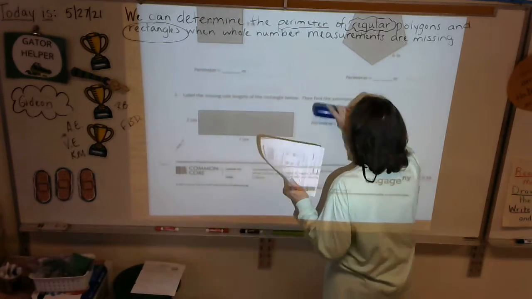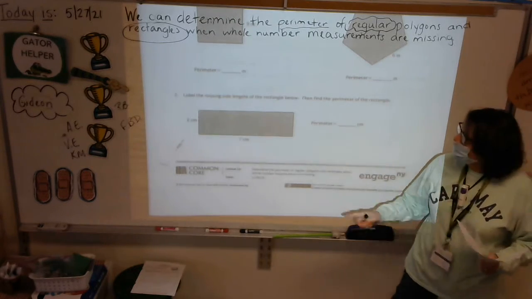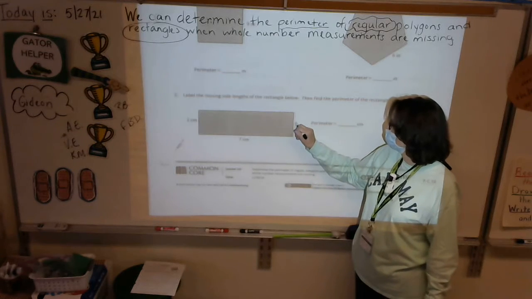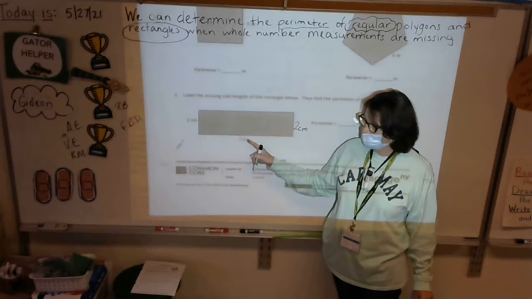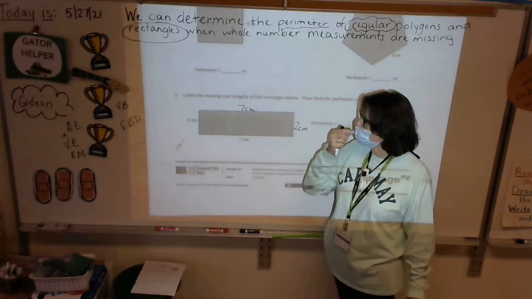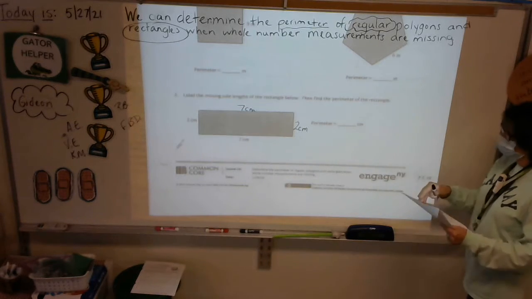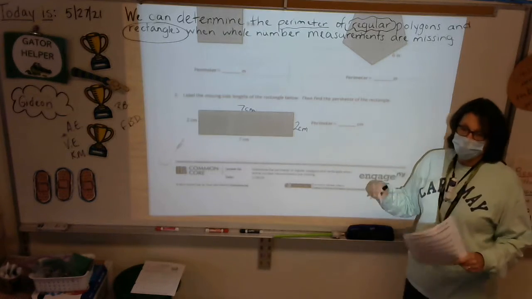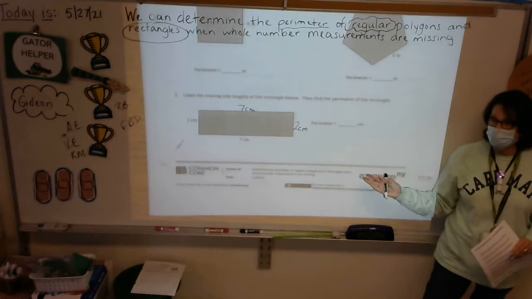Very good. Oh my goodness, you sounded just like the teacher. Opposite sides on a rectangle are equal, right? So if this side is 2 centimeters, then we can come over here and label this side 2 centimeters. If this side is 7 centimeters, then we can come up here and label this side 7 centimeters. And the first part of our directions does say, label the missing side lengths of the rectangle below, then find the perimeter of the rectangle. I'm going to let you do that. A couple different number sentences you could write. So write yours and we'll share them with our friends at home.